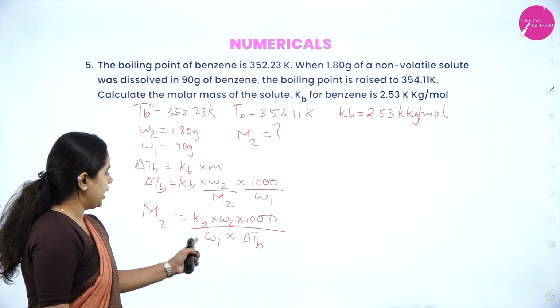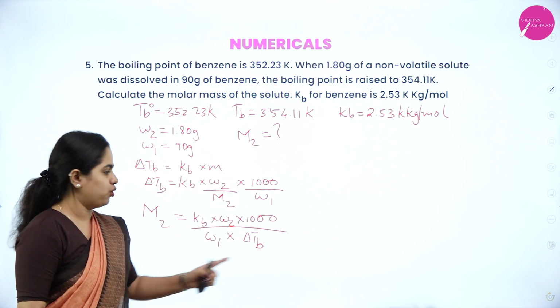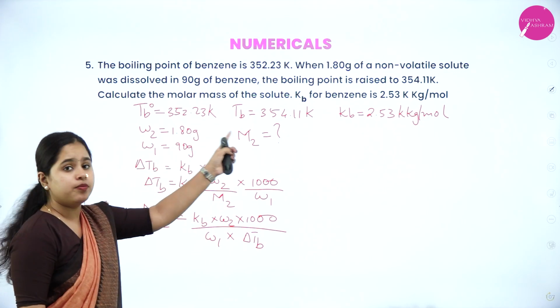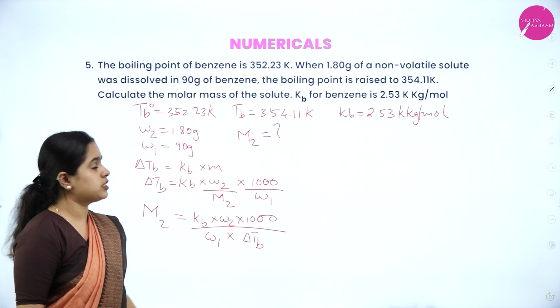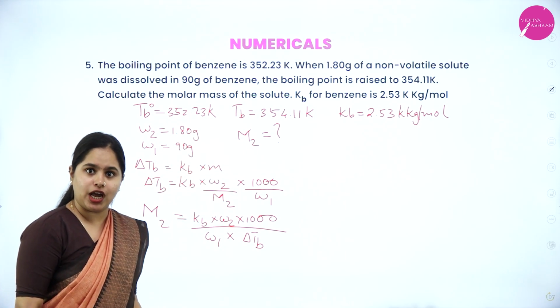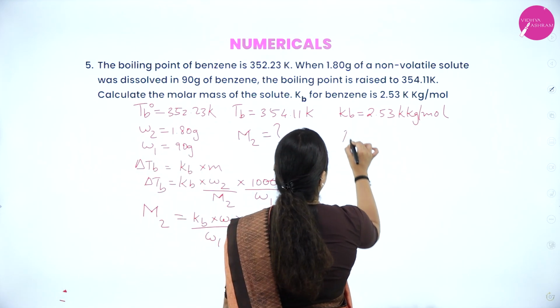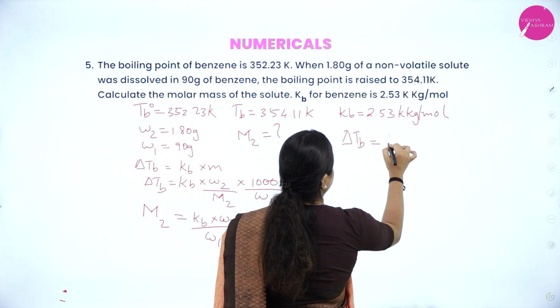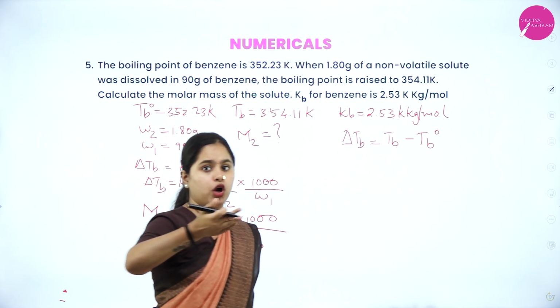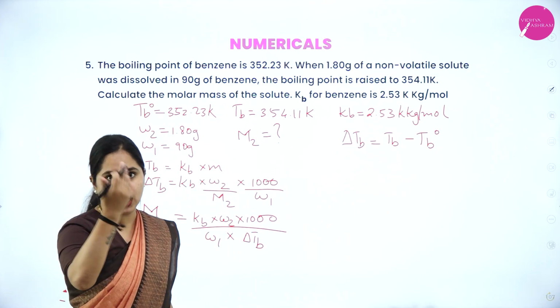Now, Kb, W2 and W1 are known. What about delta Tb? It is not given here. But the initial and the final boiling point are given, that is the boiling point of the pure solvent and the boiling point of the solution. Can you calculate delta Tb? Yes. Delta Tb is Tb minus Tb naught, the elevation in boiling point, as the solution has the higher boiling point.